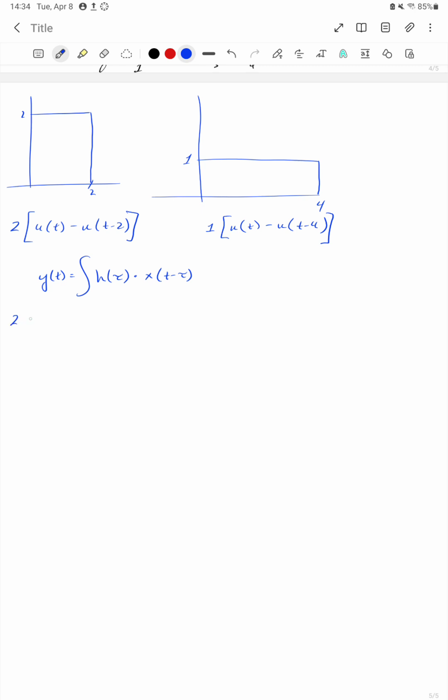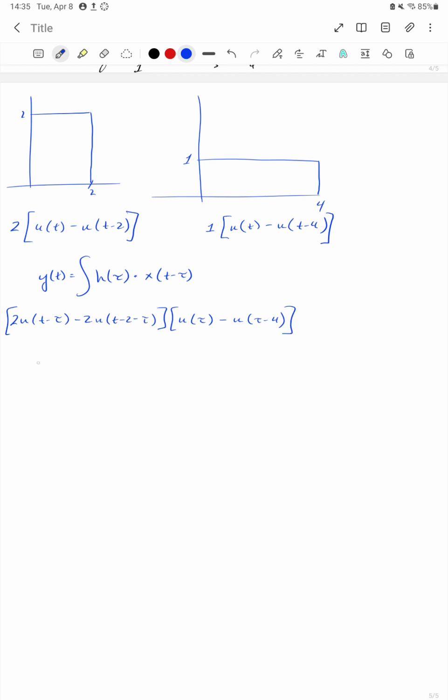And so now let's define that function. We've got 2u of t minus tau minus 2u of t minus 2 minus tau, all of that multiplied by, and again, we see the 2 distributed here, so I will probably pull that out in a second, u of tau minus u of tau minus 4.